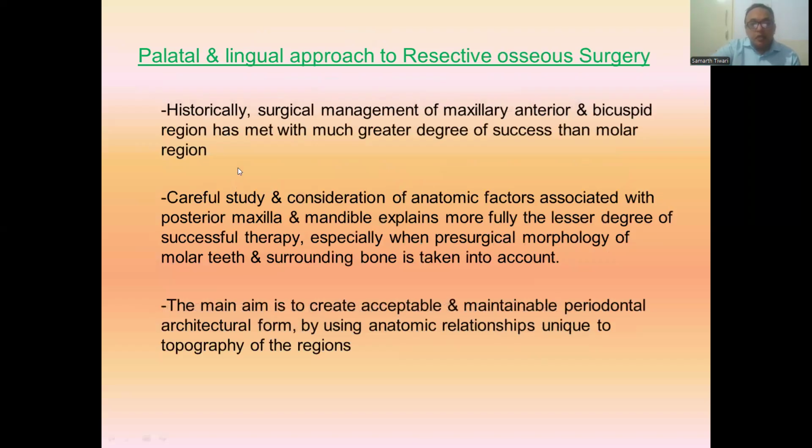Palatal and lingual approach to resective osseous surgery. Surgical management of the maxillary anterior and bicuspid region has met with a much greater degree of success than the molar region. Careful study and consideration of anatomic factors associated with the posterior maxilla and mandible explains more fully the lesser degree of successful therapy, especially when the pre-surgical morphology of molar teeth and surrounding bone is taken into account. The main aim is to create an acceptable and maintainable periodontal architectural form by using anatomic relationships unique to the topography of the regions.